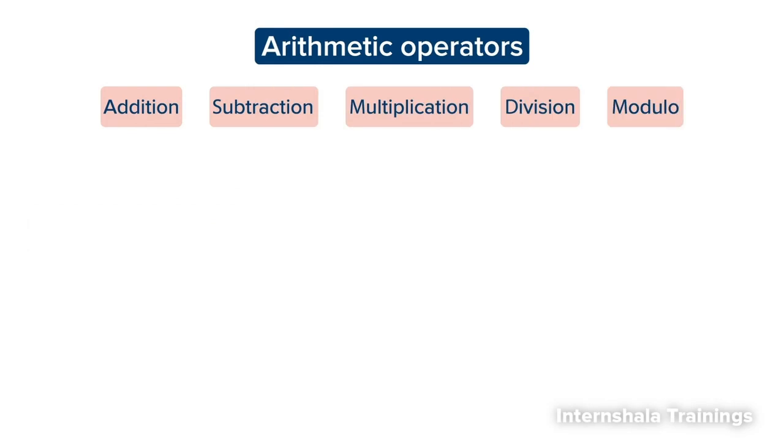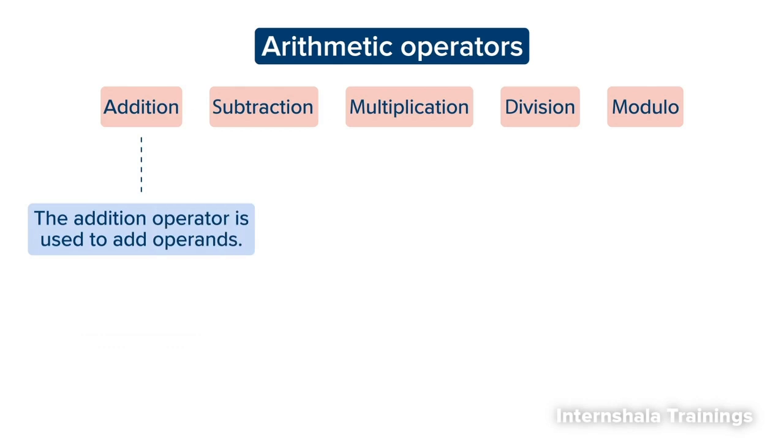Let us discuss the arithmetic operators first. These are simple mathematical operators like addition or plus operator, minus or subtraction operator, multiplication operator, division operator, and modulo operator. The addition operator is used to add operands. Let's say we have to add 2 numbers, 10 and 5. Here, we will use the addition operator.